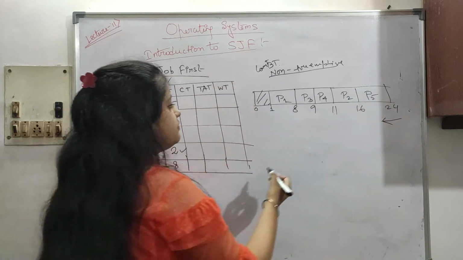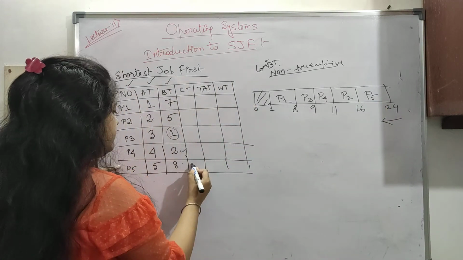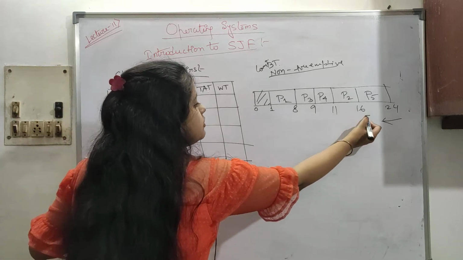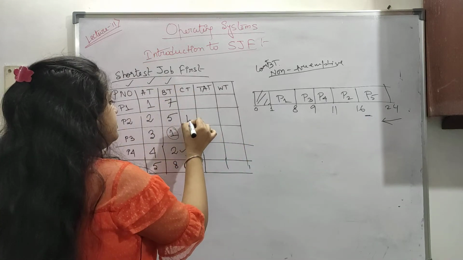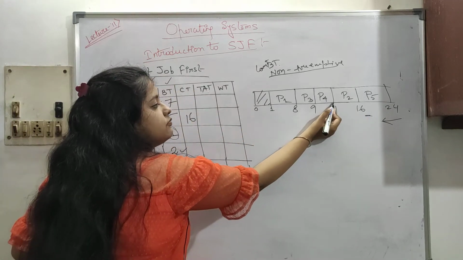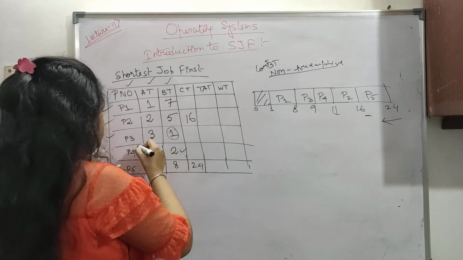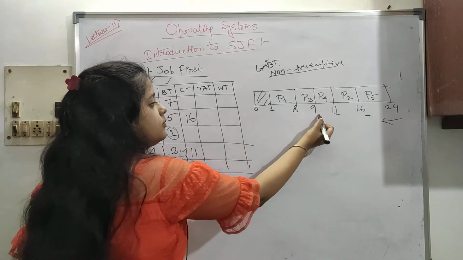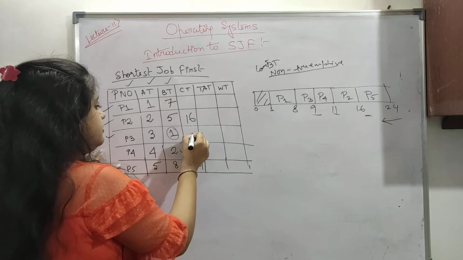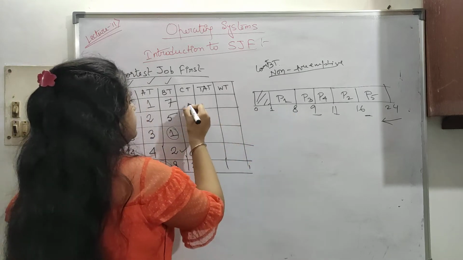Now from this side we will go. P5 is ending at 24. P2 is ending at 16. Then P4 is ending at 11. P3 is ending at 9. P1 is ending at 8.